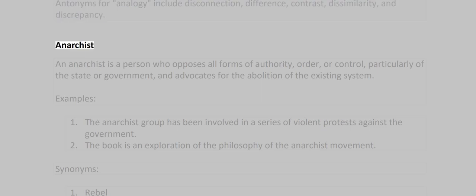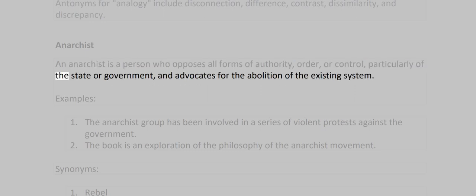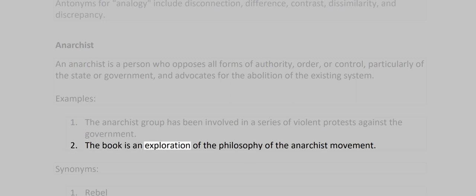Anarchist. An anarchist is a person who opposes all forms of authority, order, or control, particularly of the state or government, and advocates for the abolition of the existing system. Examples. 1. The anarchist group has been involved in a series of violent protests against the government. 2. The book is an exploration of the philosophy of the anarchist movement.